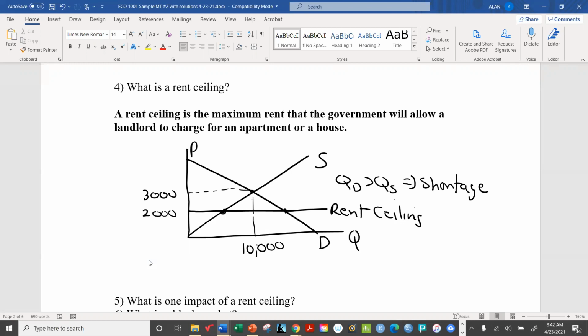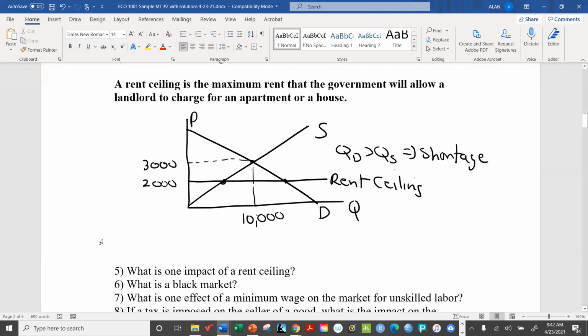Now, the key detail here, though, is that if the government had set the rent ceiling at $4,000, it would have no effect because the equilibrium price is $3,000 anyway. So if you're going to draw this picture, make sure that the rent ceiling is below the equilibrium price. Okay, that's the most important detail.